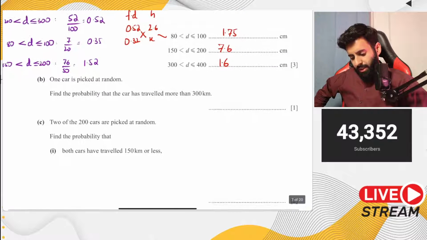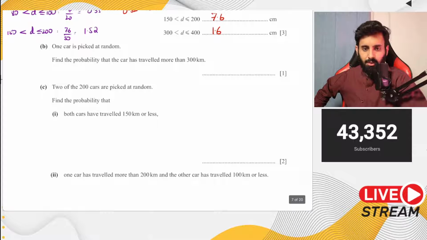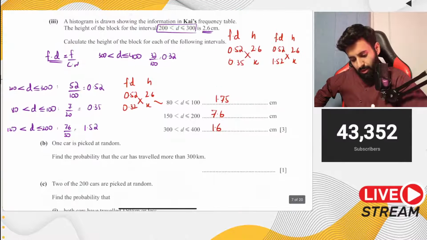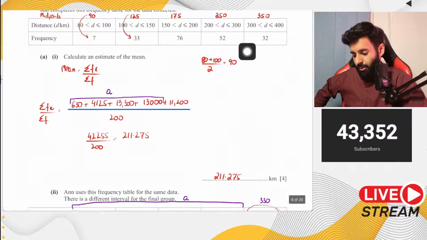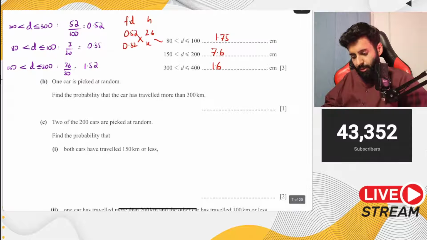Now here's part B. Part B says one car is picked at random. Find the probability that the car has traveled more than 300 kilometers. How many such cars do we have that has traveled more than 300 kilometers? We are talking about the frequency table. So more than 300 kilometers, we have a total of 32 cars from 200. So what will be the probability? Favorable outcome, which is 32, divided by the total outcome, which is 200. You simplify this. What do you get? You get 4 upon 25. We've simplified using 8, and that's it.